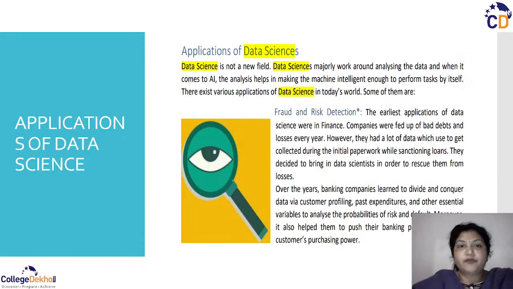Second example we have is fraud and risk detection. Earlier we didn't have such applications. Suppose anyone wants to take a loan, or debt, from the bank, right? Earlier we didn't have such applications. Nowadays we have such applications. The user first has to register with the bank and give all the details related to their PAN number and everything.